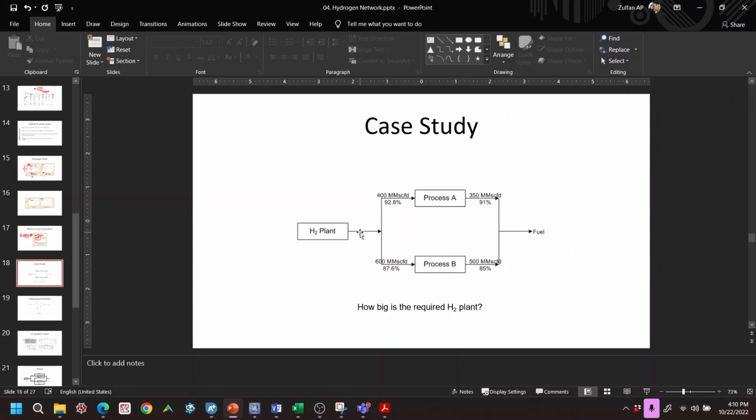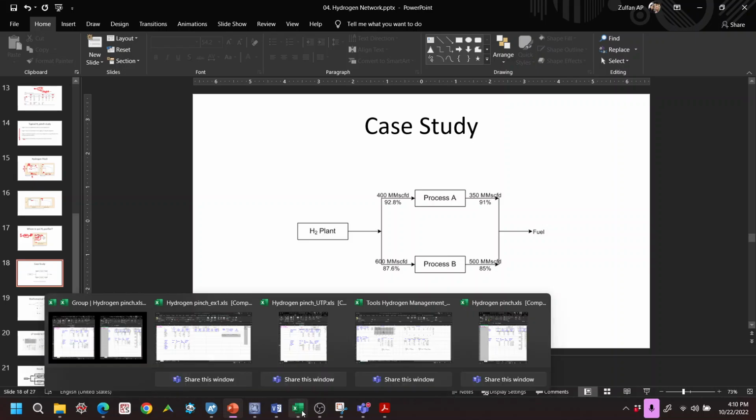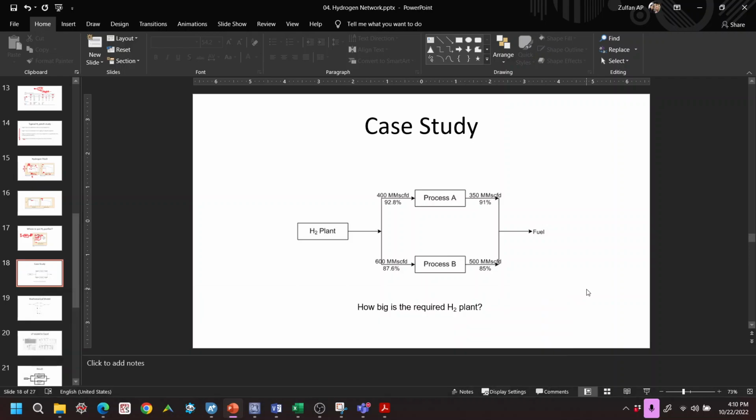Well, typically if you don't know the story that we have been discussing so far over 17 slides, you would say we only need this hydrogen plant to be 600 plus 400, so 1000 million scfs. So we need 1000 million scfs of hydrogen plant to be consumed by process A and process B. That's the typical answer. But you have this knowledge already, and you know how to do that with this Excel tool. So you should be able to calculate how much is the actual plant that we require. So you could do this.